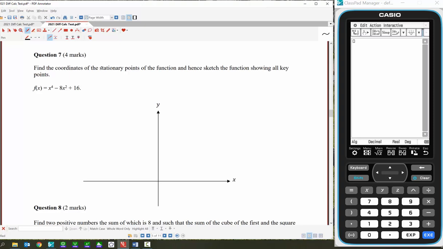Okay, find the coordinates of the stationary points of the function and hence sketch the following showing all key points. All right, so there's our function. Okay, so it's got a y-intercept of 16, and it's a quartic, a positive quartic, so positive quartics will start like a parabola. So what we'll do is, I think, just get the derivative.